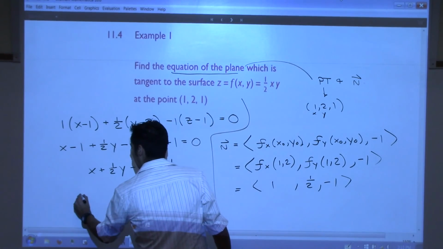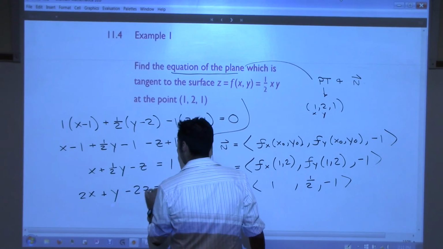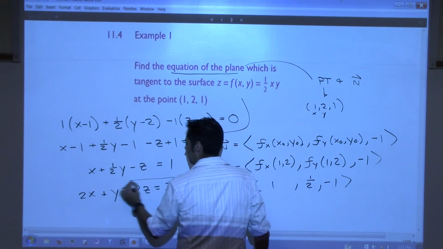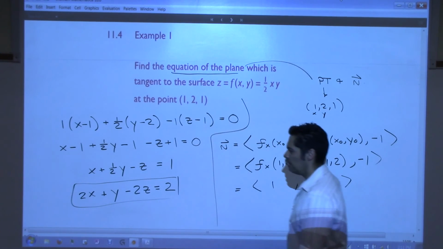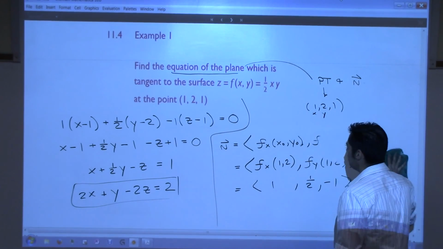Remember, it's always okay to scale an equation, like if you didn't like that fraction. I don't know, for some reason I just didn't like that 1/2 there. These are the same, right? I just doubled everything to get rid of the half. So this is a nice formula, right? It's just a nice, quick way of finding the equation of a tangent plane.